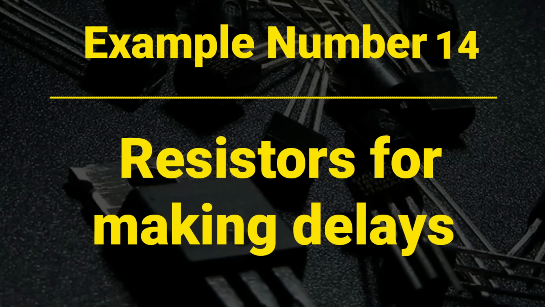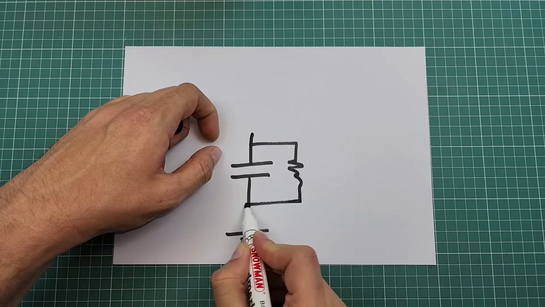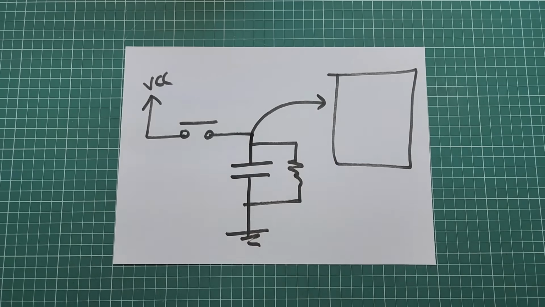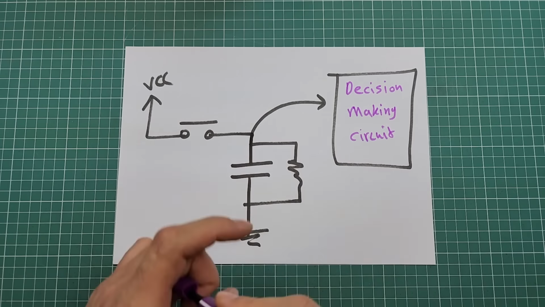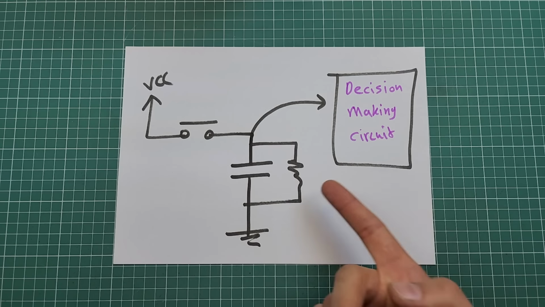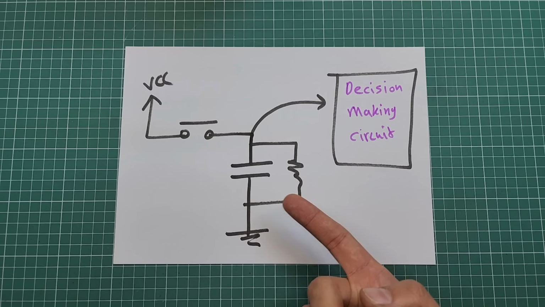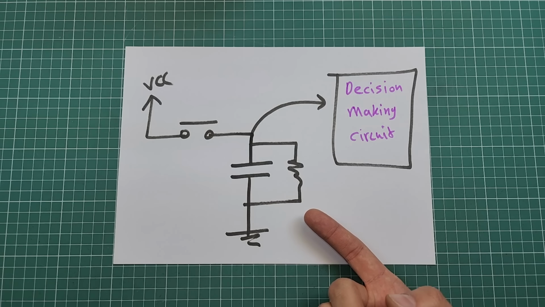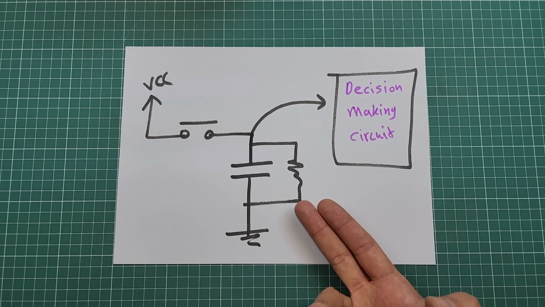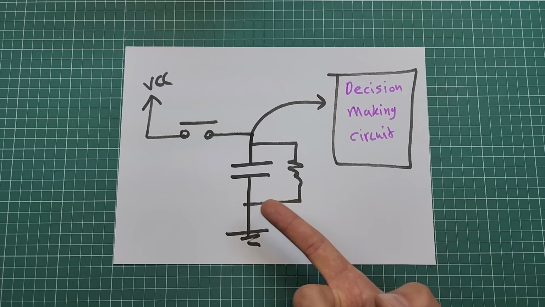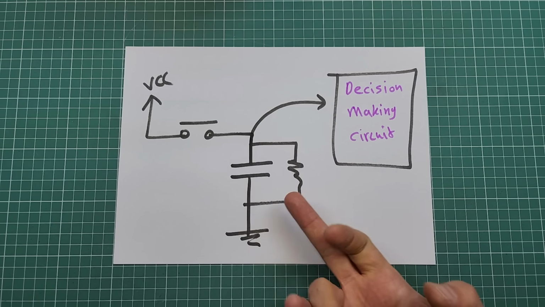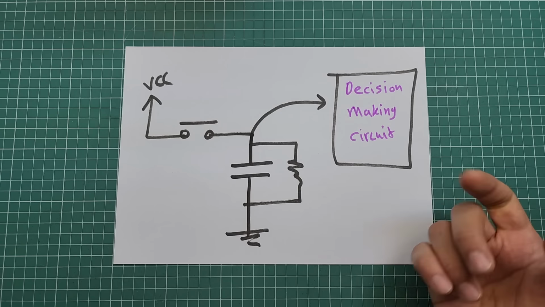Anyway, the next example I'd like to explore is the application of resistors in measuring time. Example number 14, resistors for making delays. This is another example where a resistor is in parallel with a capacitor. Here the resistor is used to discharge the capacitor gradually to measure time or to make a delay. The higher the value of this resistor, the more delay it creates, and the lower the value of this resistor, the higher the speed of discharging this capacitor.